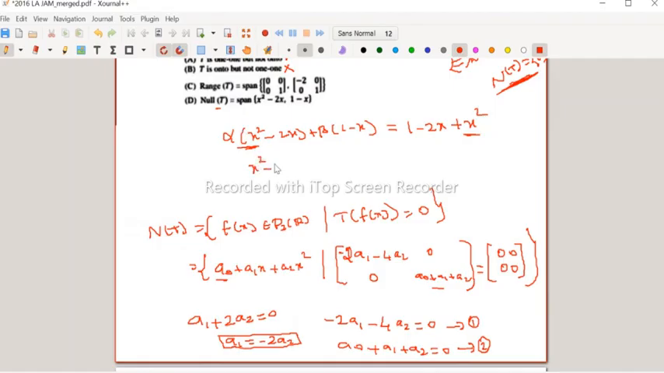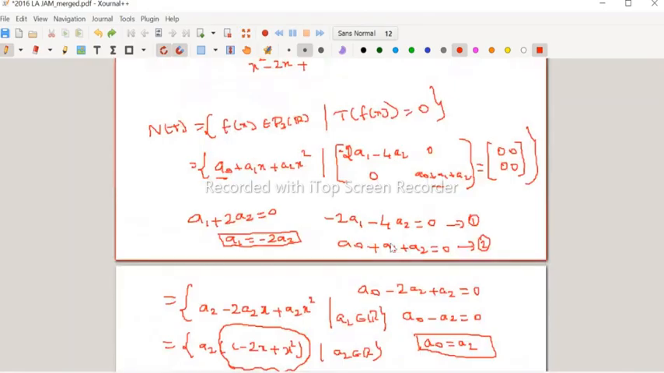So if you take alpha equal to 1, we get x square minus 2x. So the only thing is we have to get 1. Therefore, what should we choose for beta? If we choose beta equal to 1, we get 1 minus x. We get an extra term, minus x. Therefore, we cannot write it as a linear combination of these two polynomials, x square minus 2x and 1 minus x. Okay, so maybe I will check this condition.